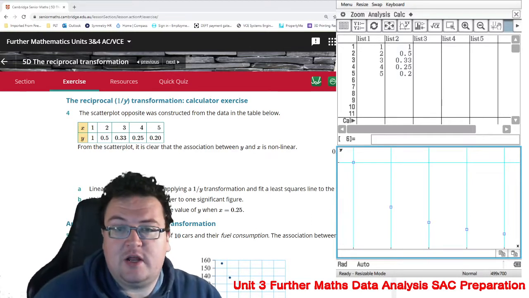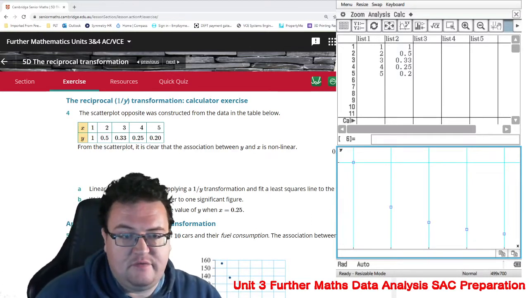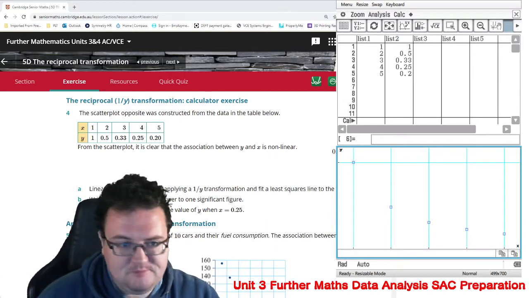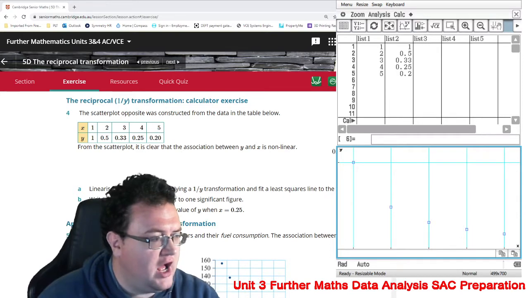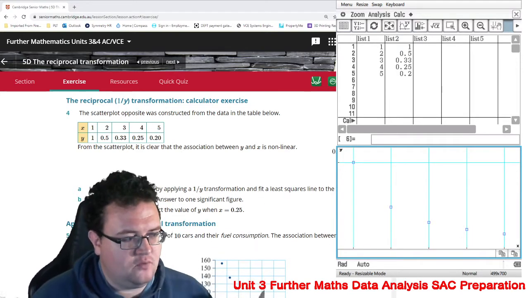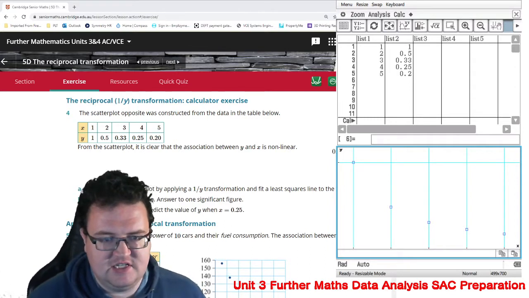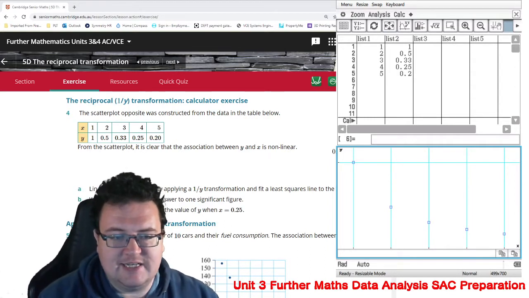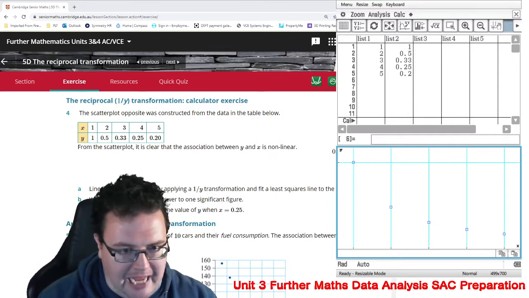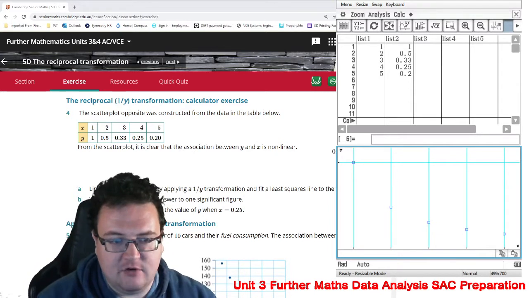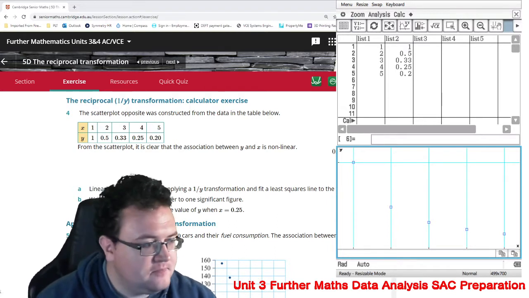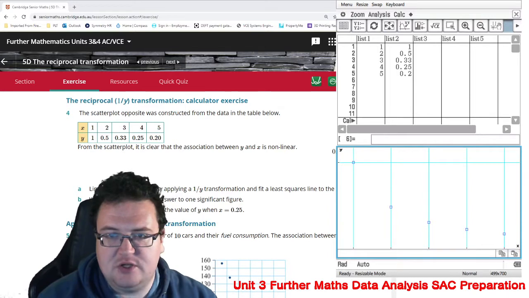Good afternoon. We're looking at 5D question 4, reciprocal 1 on Y transformation. Again, as before, I have my data from the book in the CAS, and I recreated the scatter plot so I know I've entered the data correctly. I need to linearize the scatter plot by applying a 1 on Y transformation and fitting a least squares regression line.